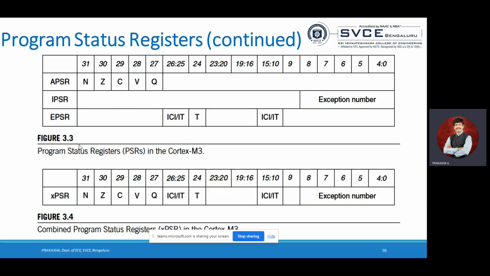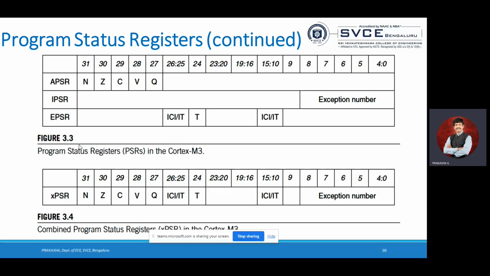This will show whether it is positive, whether it is 0, whether it is carry, whether it is overflow. These bits will show you the value. If it is a negative number, N will become 1. If it is a positive number, N will become 0. Assume that the result we are getting is 0. Neither positive nor negative. So at that time, Z will become 1, N will become 0.